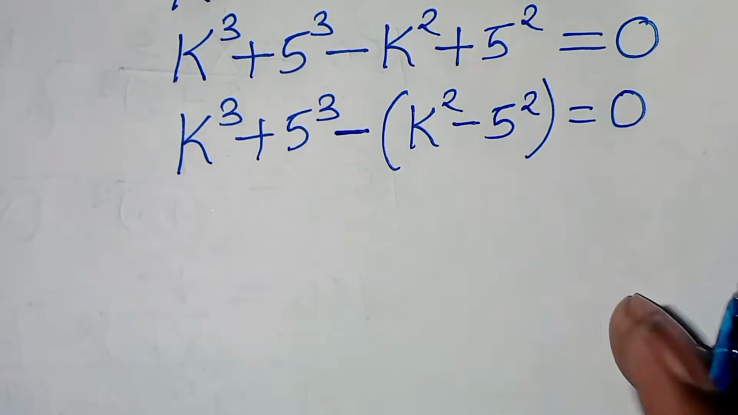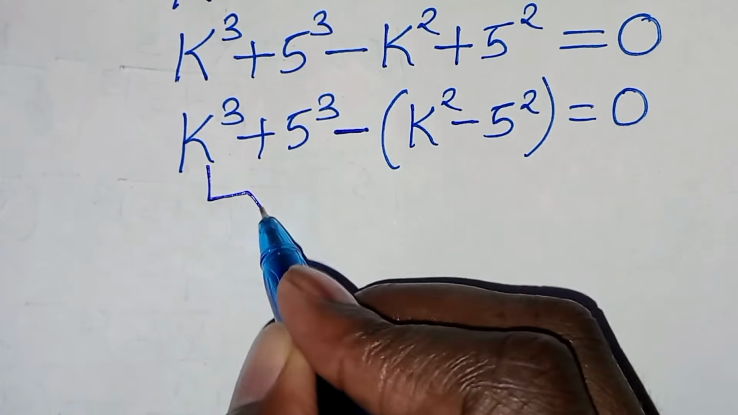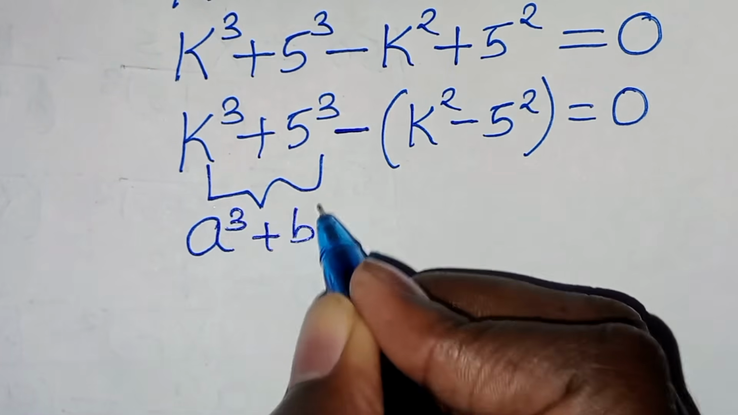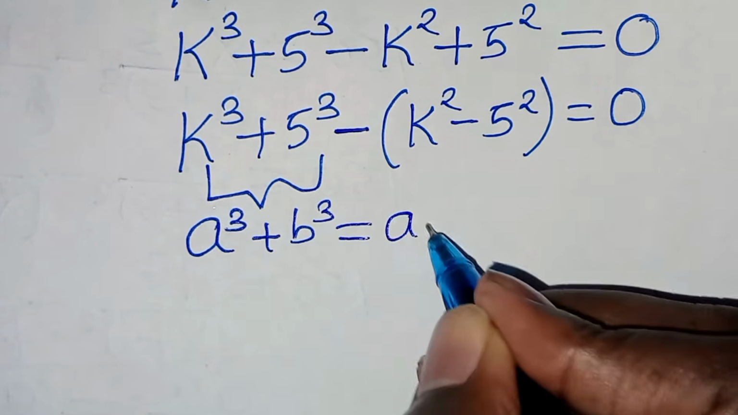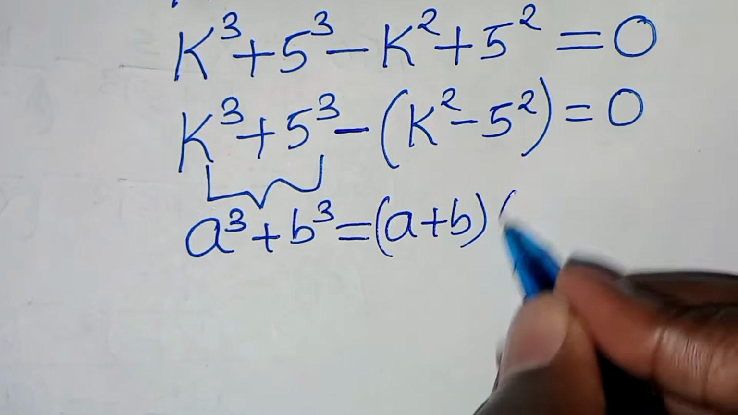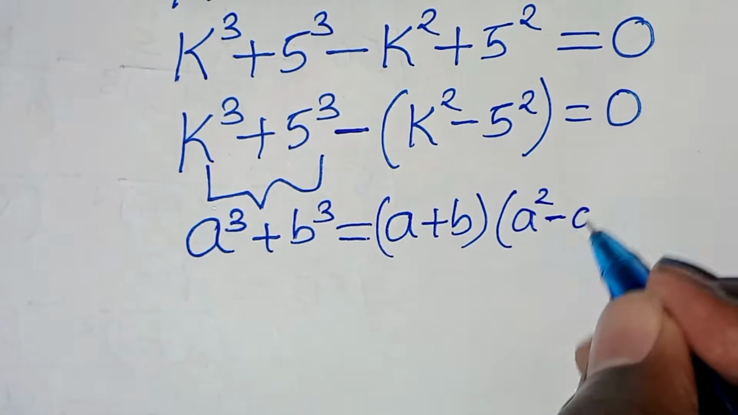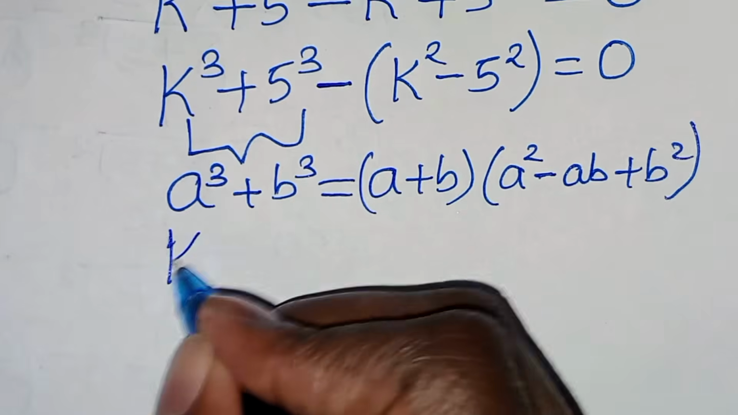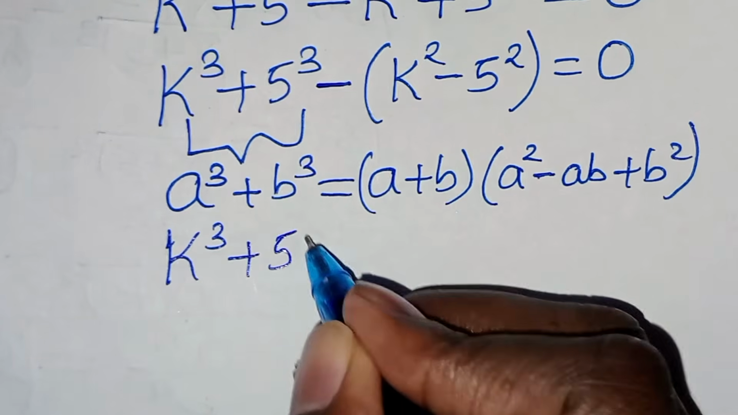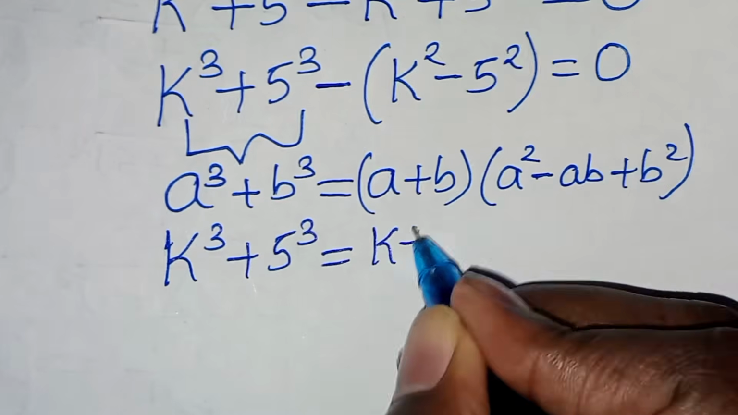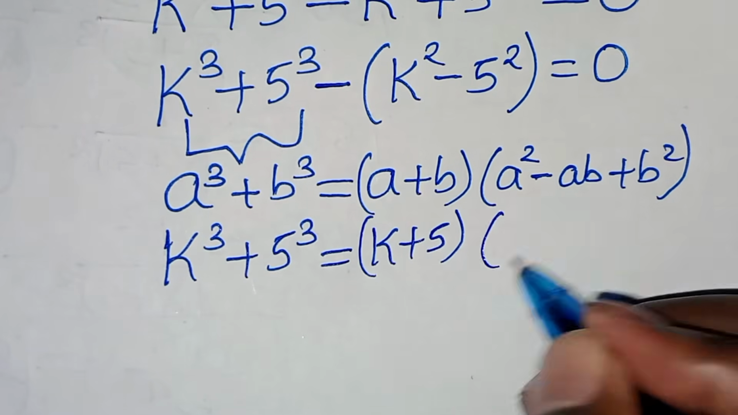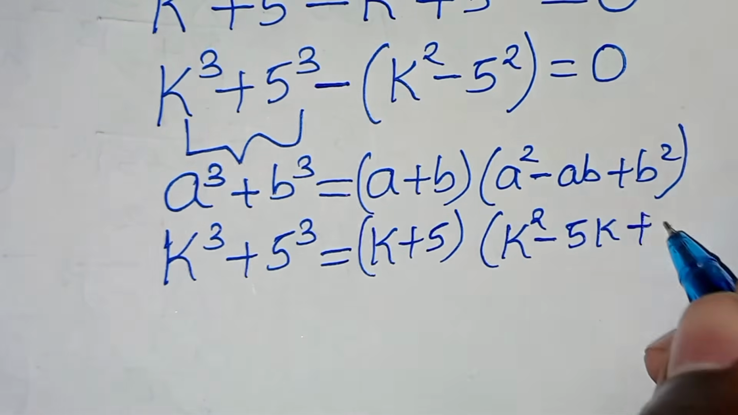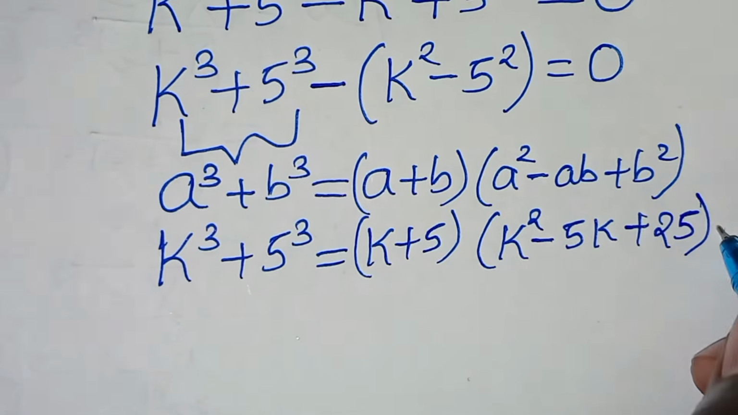Now, the next step from here, you find that the first part here, this is the sum of two cubes expressed as a to power 3 plus b to power 3, which we can express as a plus b, a squared, subtract ab plus b squared. So this implies that k to power 3 plus 5 to power 3 is equal to k plus 5, then here we have k squared minus 5k, then plus 5 squared, which is 25. Let's call this equation 1.